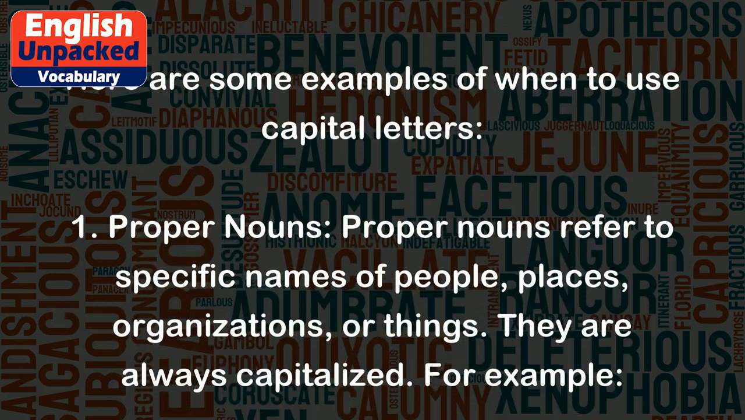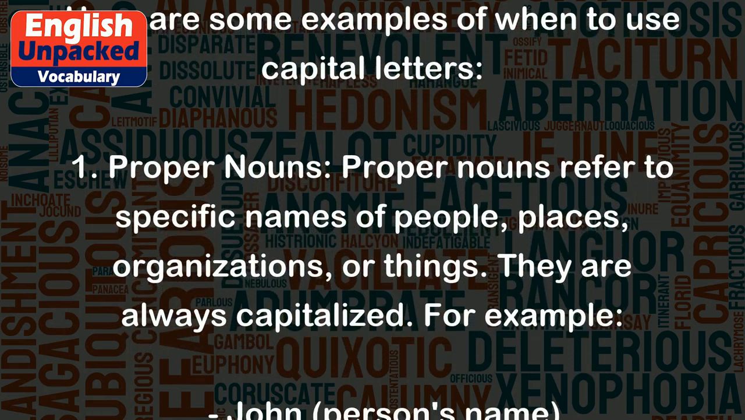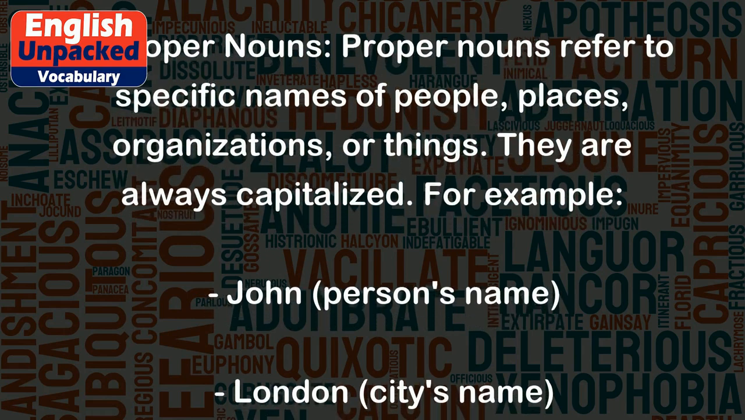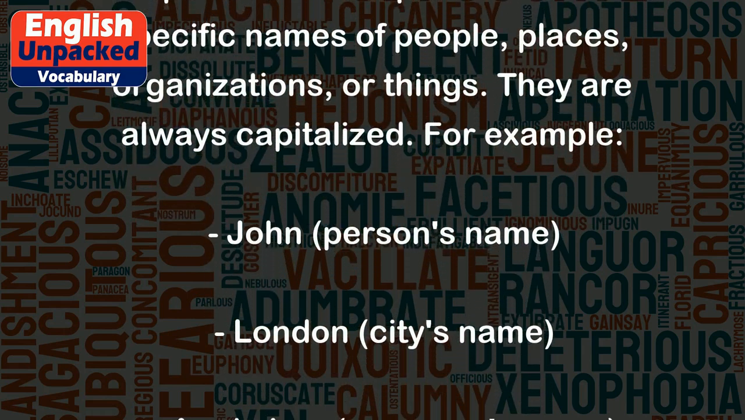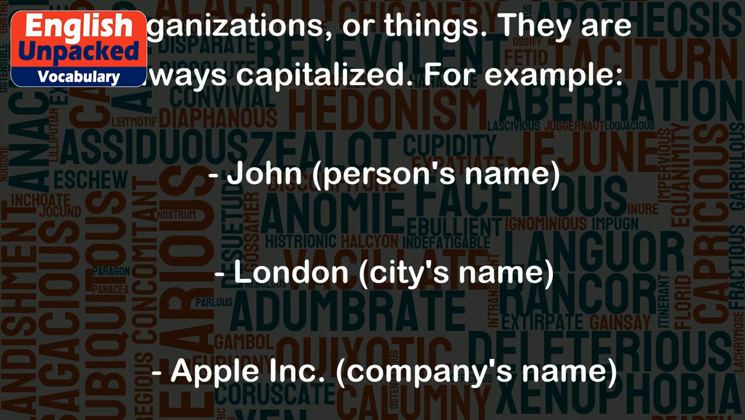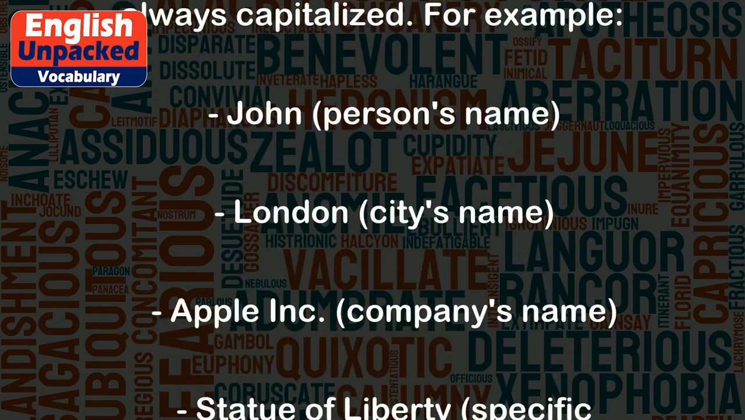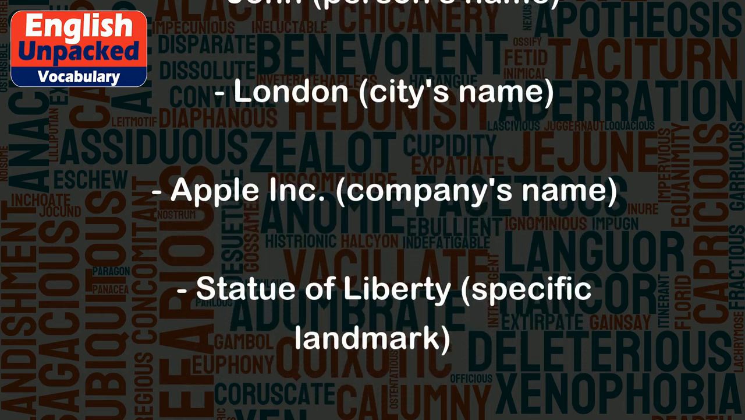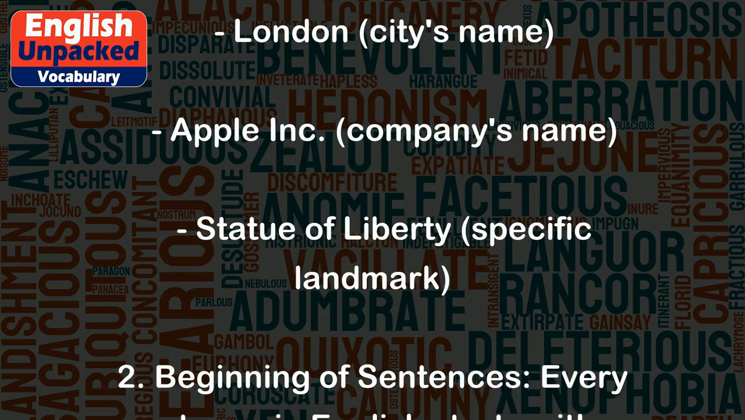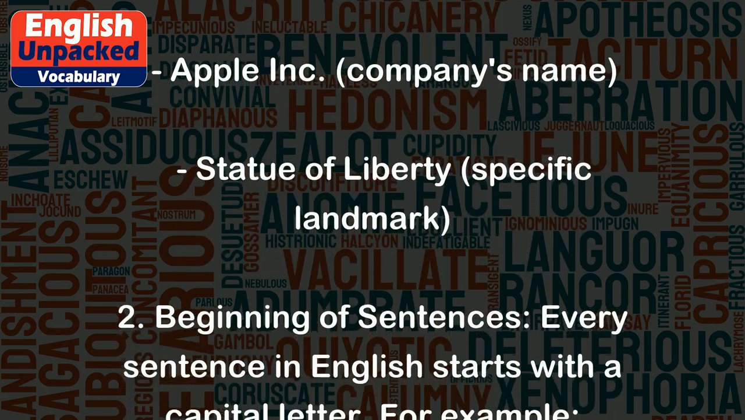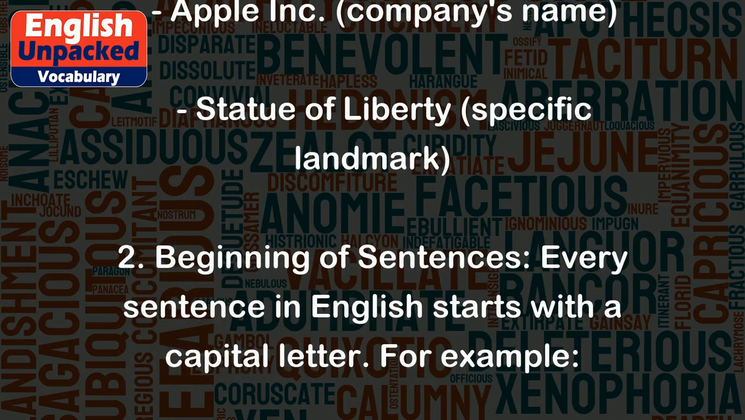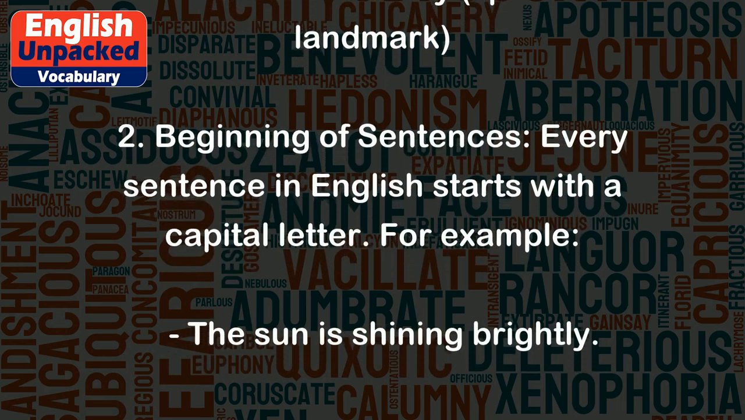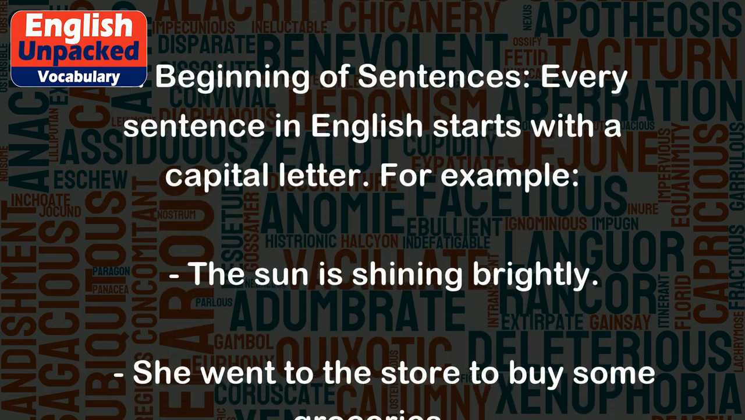Here are some examples of when to use capital letters. 1. Proper nouns. Proper nouns refer to specific names of people, places, organizations, or things. They are always capitalized. For example, John, a person's name; London, a city's name; Apple Inc., a company's name; Statue of Liberty, a specific landmark.